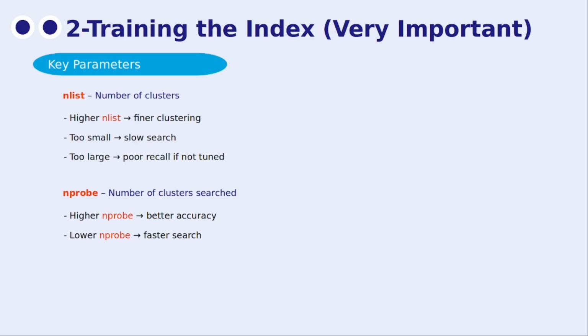Next, nprobe. Now another very important parameter, nprobe. This controls how many clusters FAISS searches. Higher nprobe means better accuracy. Lower nprobe means faster search. Here nprobe asks FAISS: how many neighborhoods should I check?